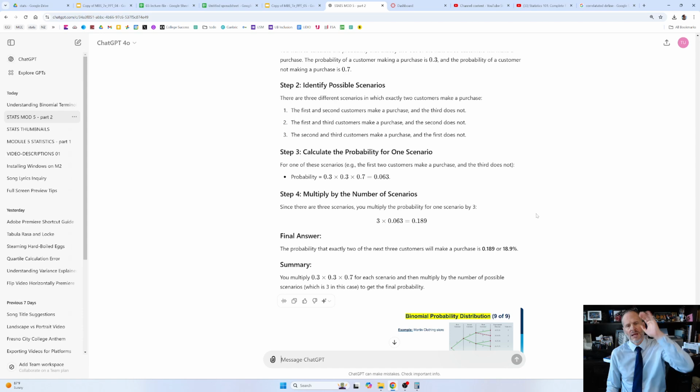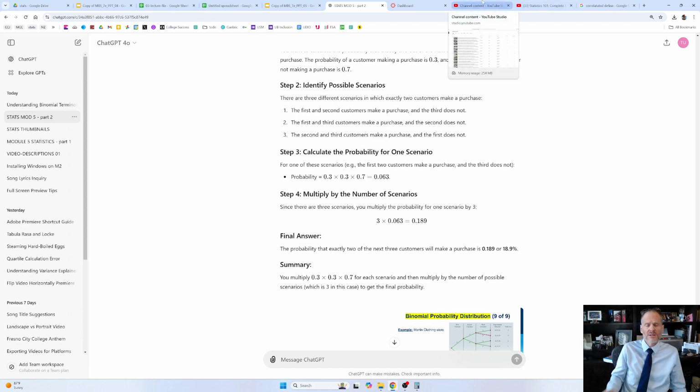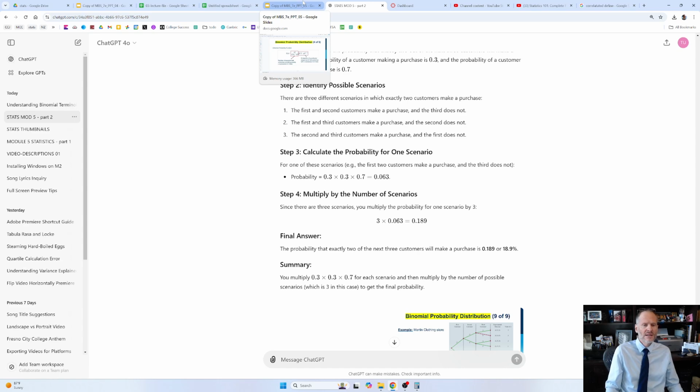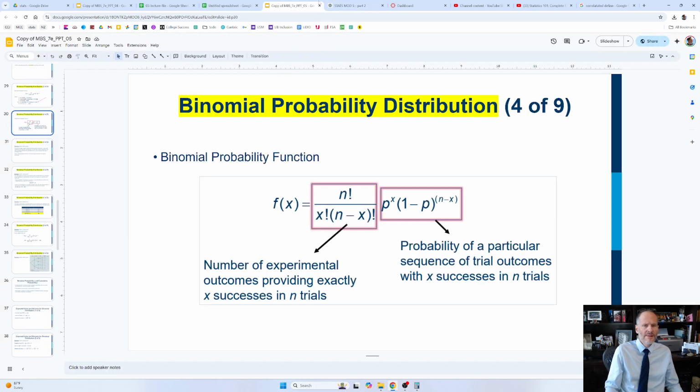So again, I'll make all these chats available in the modules in our course on Canvas, and so you can download the PDF of these chats and read through them if you'd like to do that. All right, that's binomial probability distributions.